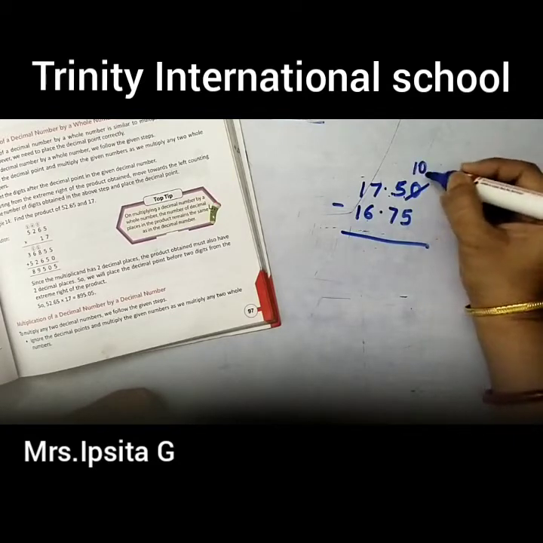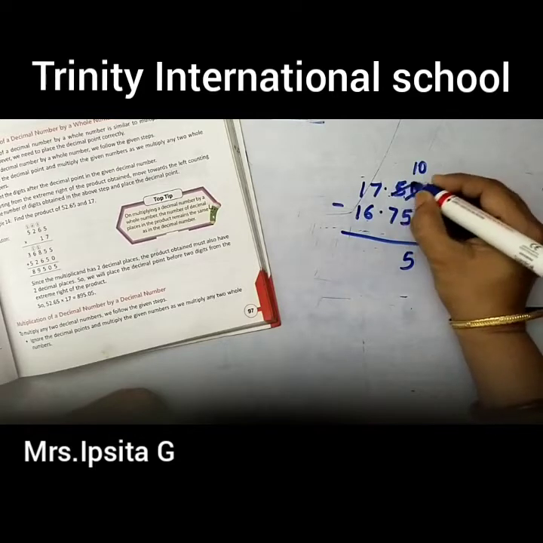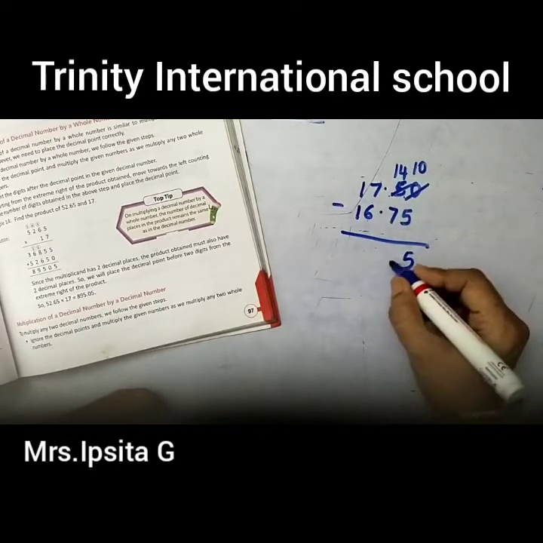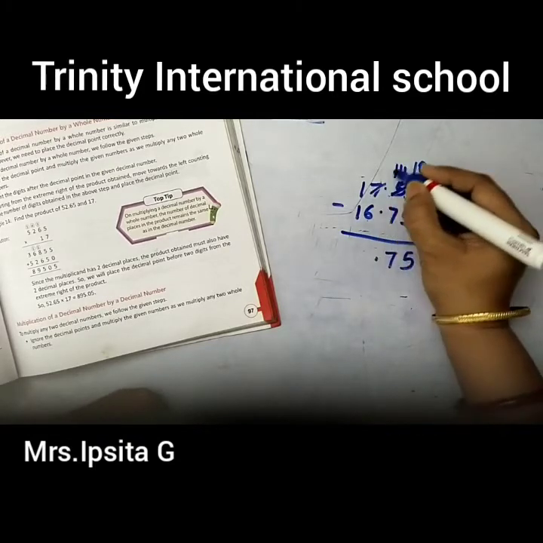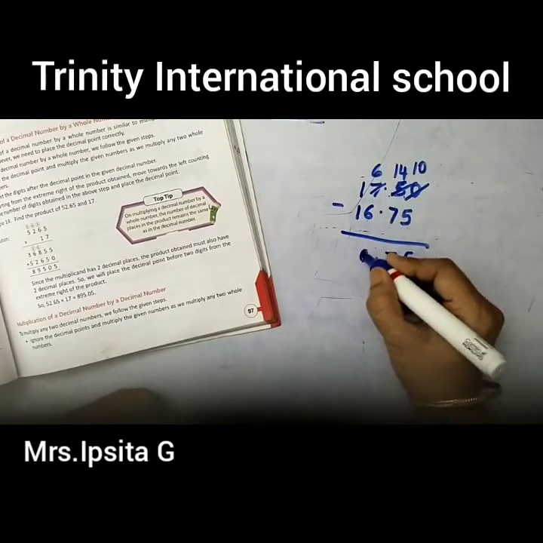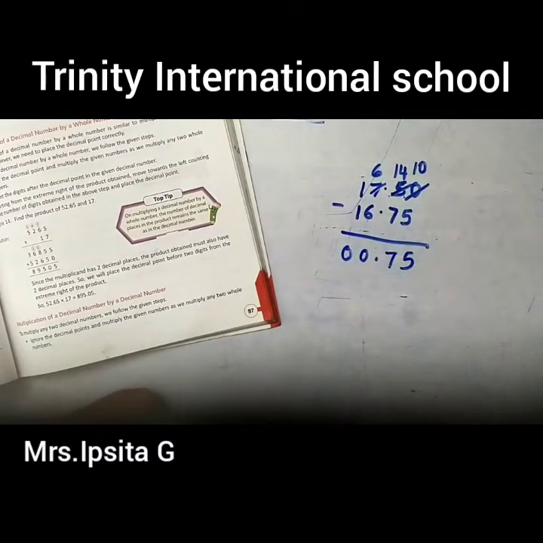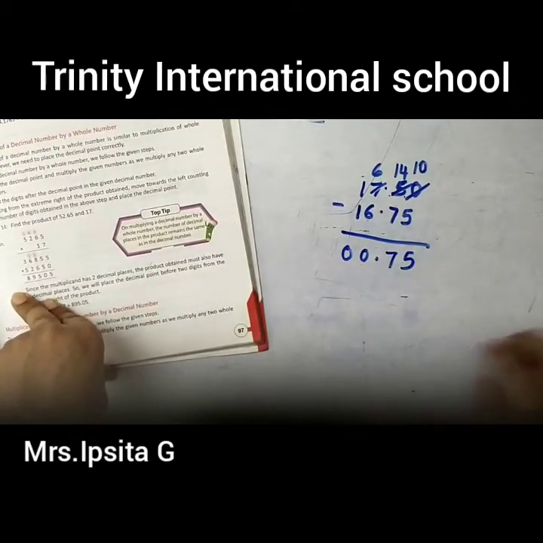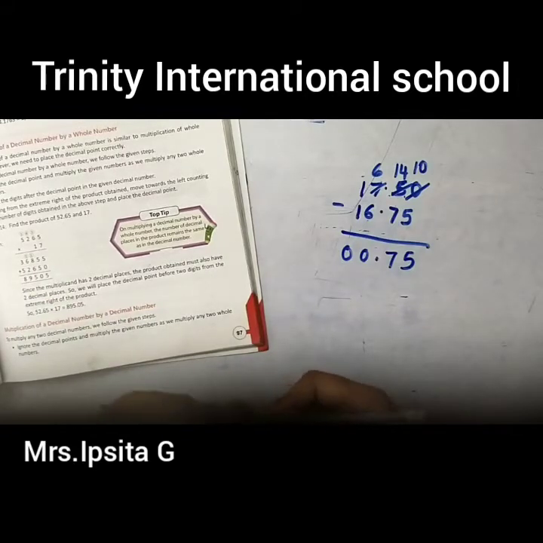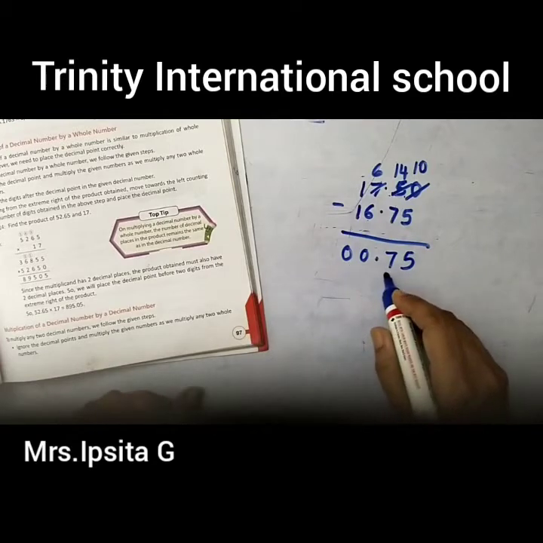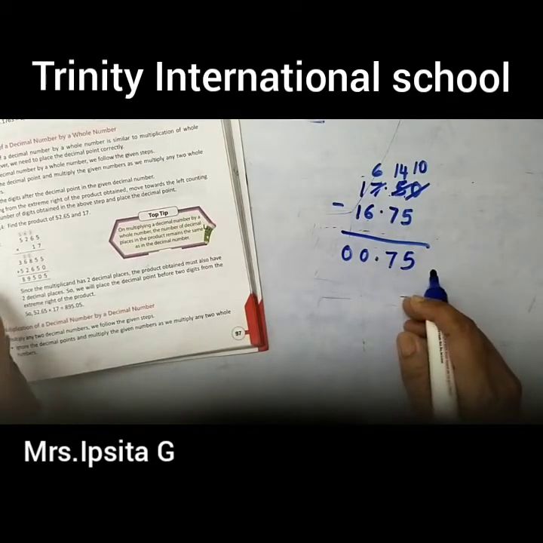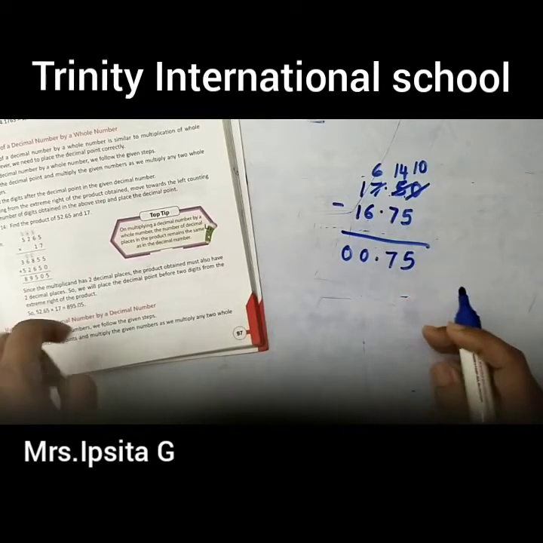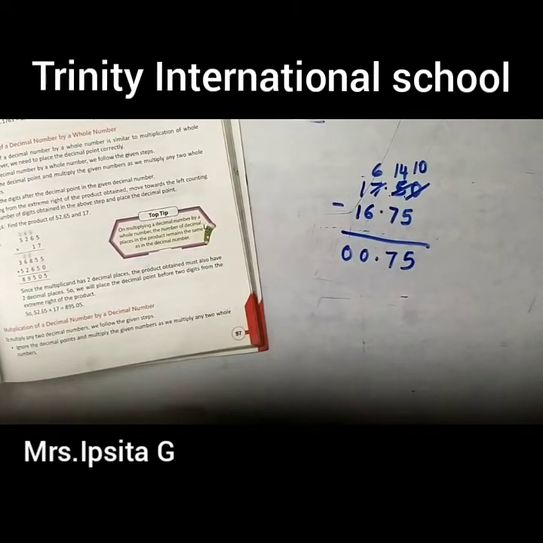So go for subtraction. 10 minus 5 is 5. Then 14 minus 7 is 7. Then here 6 minus 6 is 0. 6 minus 6 is 0. So your answer comes as 0.75. So the distance that is more in the first attempt by 0.75 meter. Okay, so this is your answer. So this way you are going to subtract the two numbers.